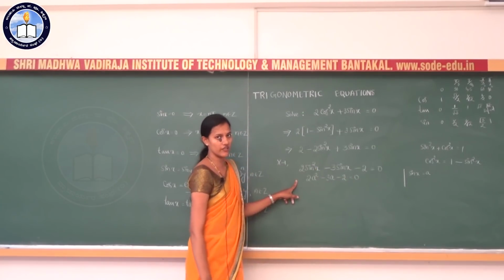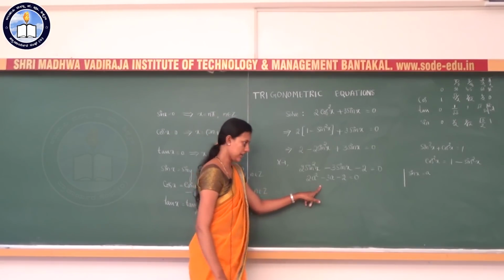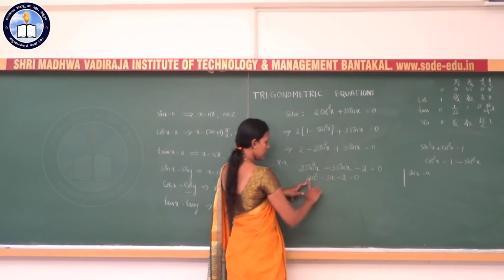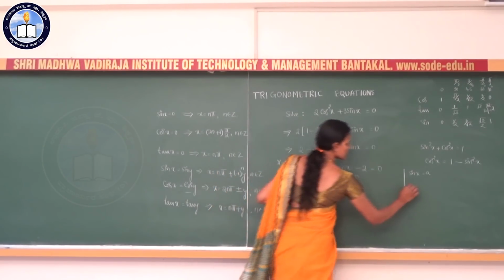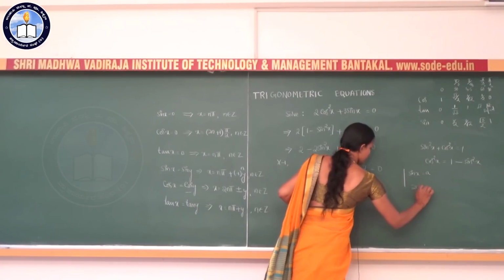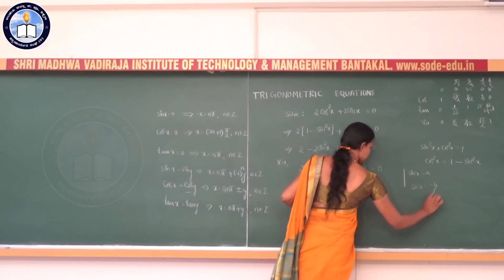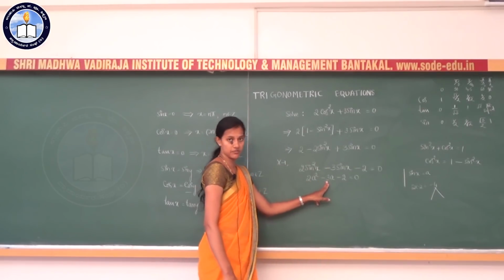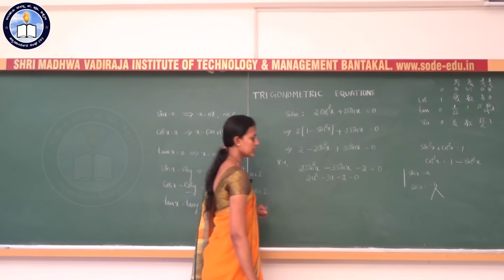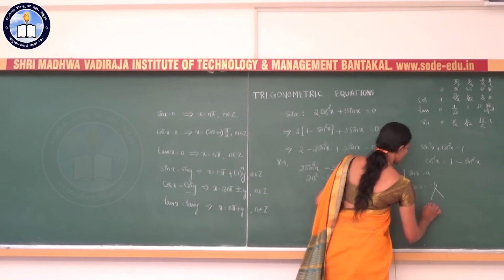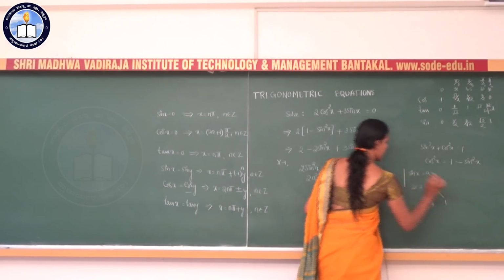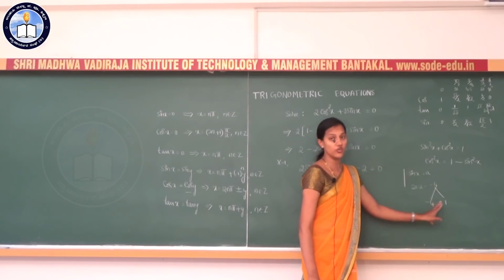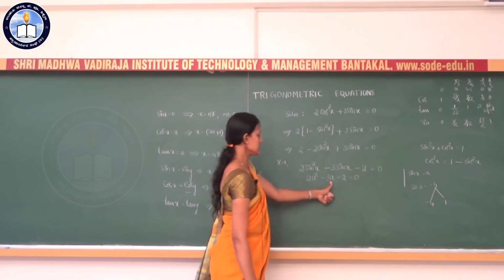So this is a quadratic equation. We can solve for a. A is nothing but sin x. How to solve a quadratic equation? Here the product of 2 and minus 2 is minus 4. So we have to split the minus 4 into 2 factors, so that their sum is minus 3. So we can go for minus 4 and 1. Minus 4 into 1 is minus 4. Minus 4 plus 1 is minus 3.